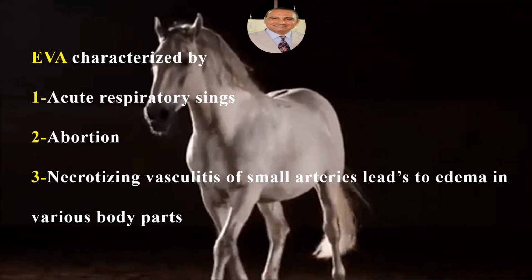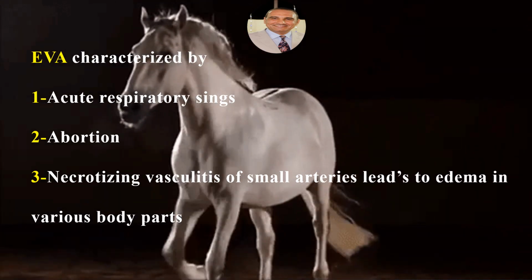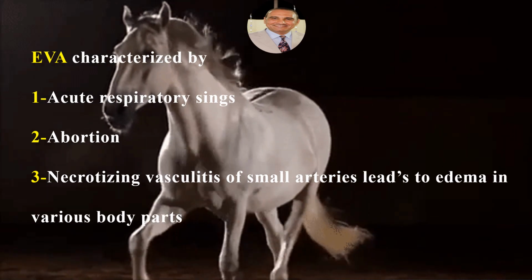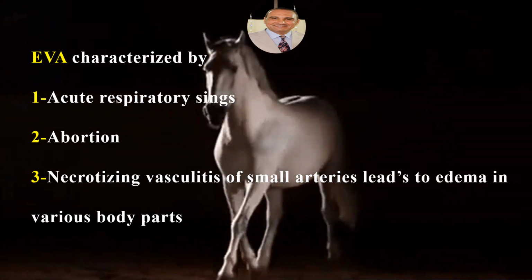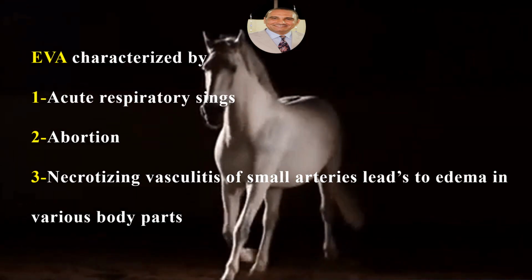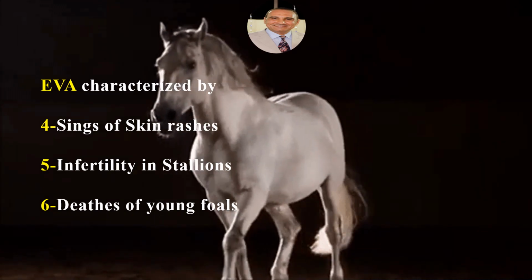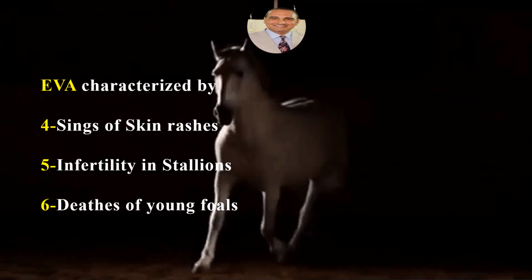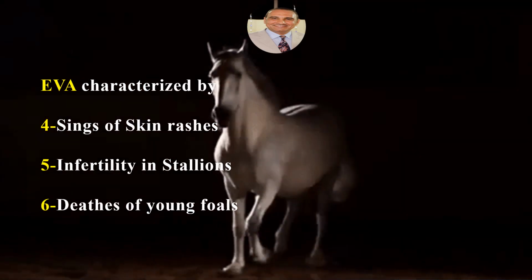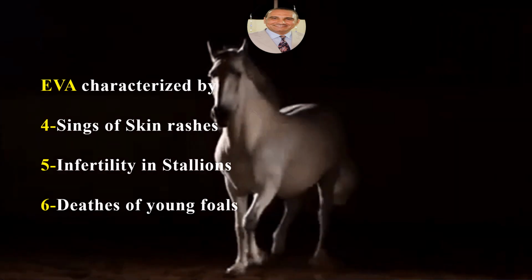Number 1, acute respiratory signs. Number 2, abortion in pregnant mares. Number 3, necrotizing vasculitis of small arteries, which leads to edema in various body parts. Also, equine viral arthritis disease is characterized by signs of skin rashes, infertility in infected stallions, and deaths of young foals.